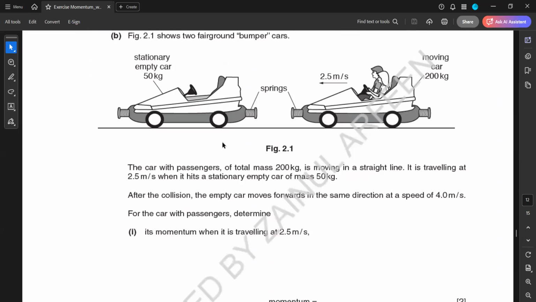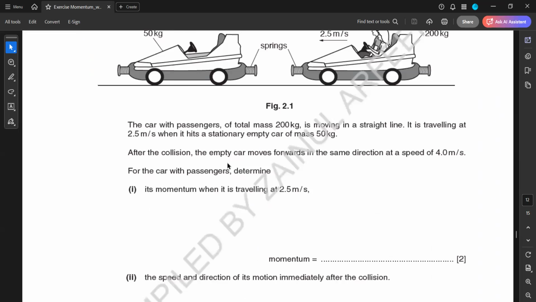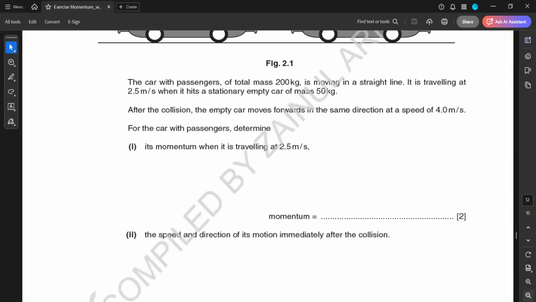Should I solve part B? Any doubt in B? Yes, sir. You should. I just want to solve it. Okay.